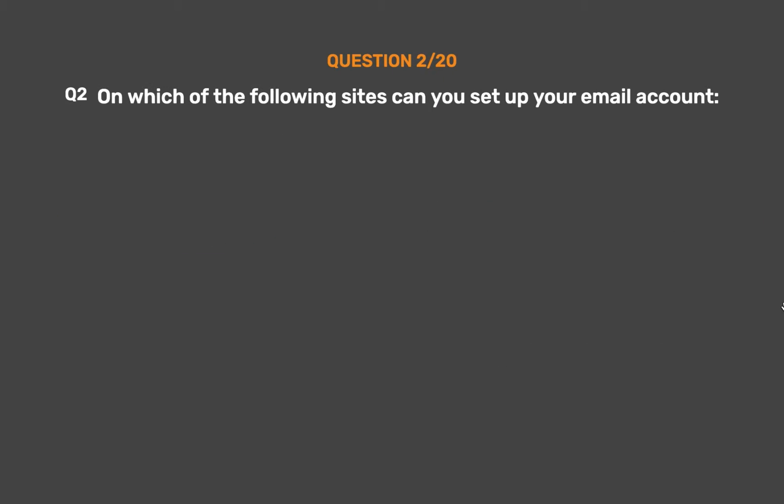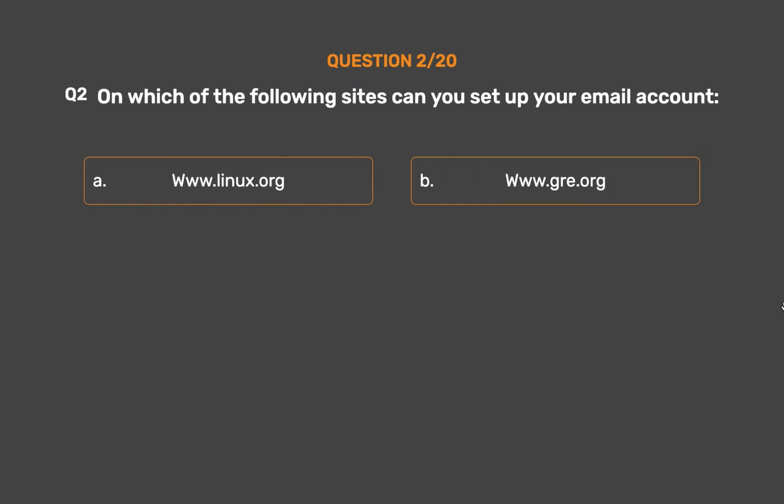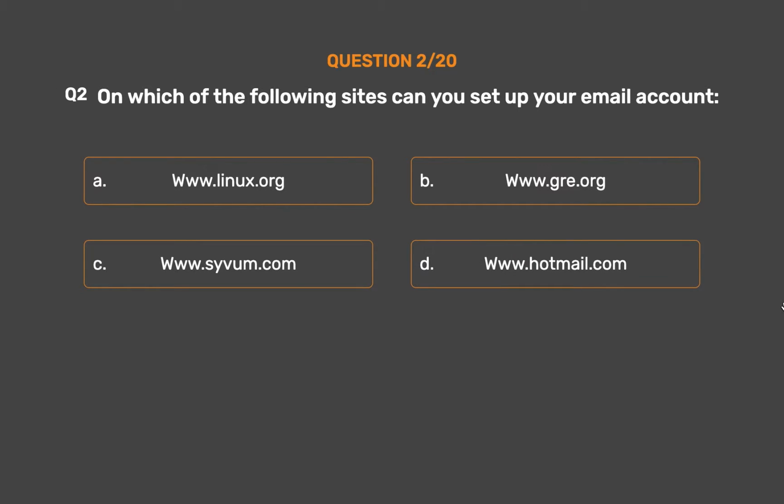Question number 2. On which of the following sites can you set up your email account? Option A. www.linux.org. Option B. www.gre.org. Option C. www.sevum.com. Option D. www.hotmail.com.